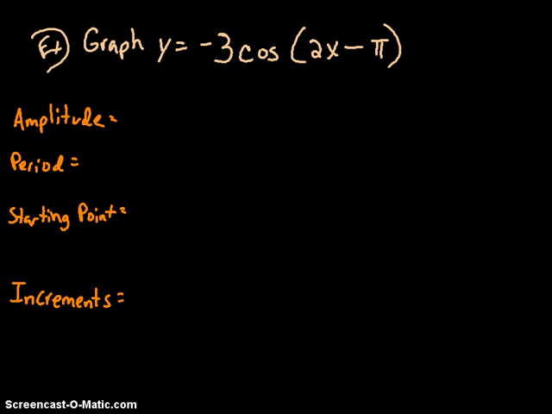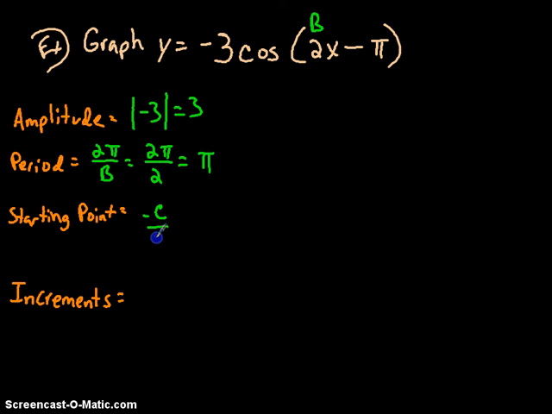So you should have found the amplitude to be the absolute value of negative 3, which is 3. And you should have found the period to be 2 pi divided by b. Well, the b value is here. It's 2. So it should be 2 pi divided by 2, which is pi. You should have found the starting point to be negative c over b, which is a negative pi all over 2, which makes it positive pi over 2.